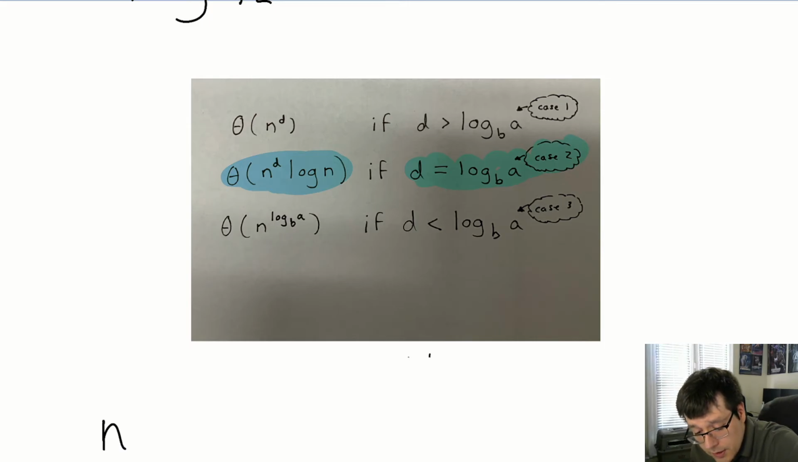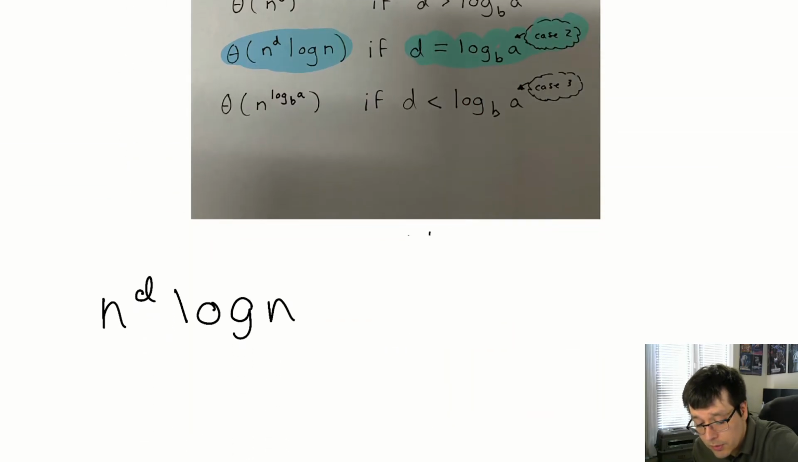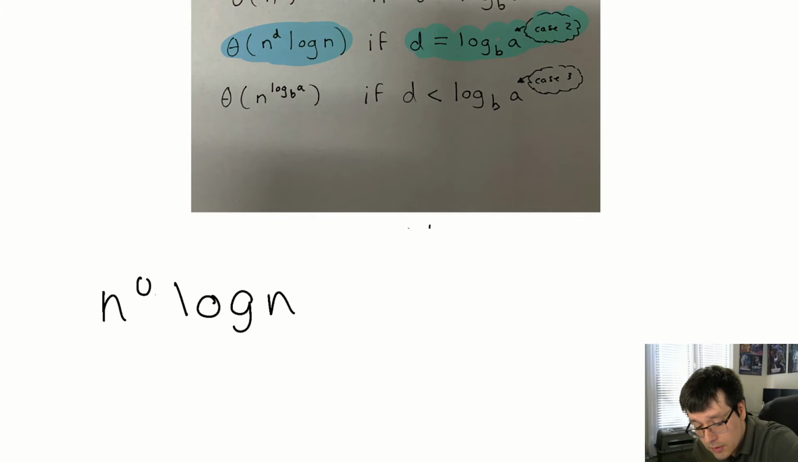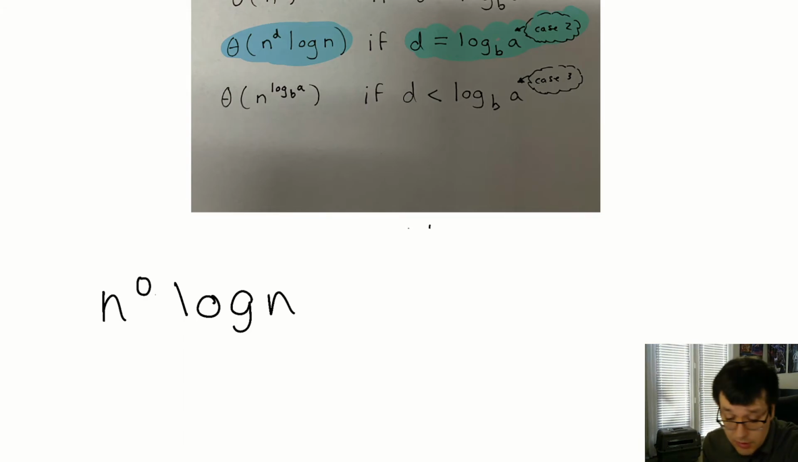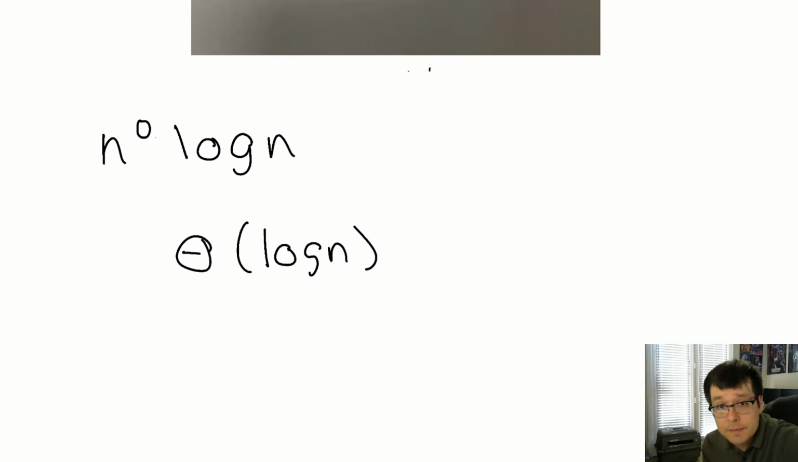N to the D log n, and D is equal to 0. So this just becomes n to the 0. N to the 0 is what we just talked about for a few minutes. It's just 1. So this just becomes theta of log n. Okay? So that is going to be the solution to this.